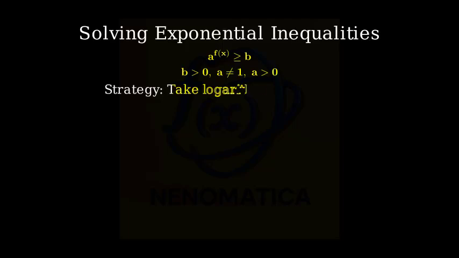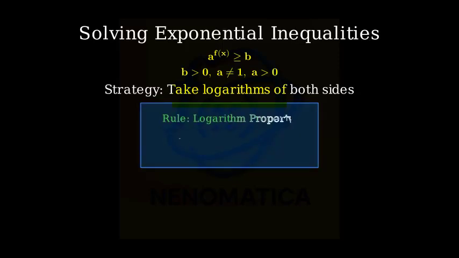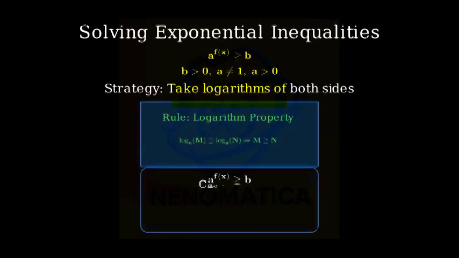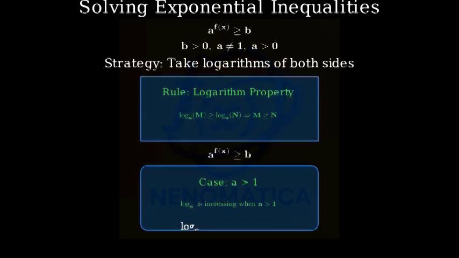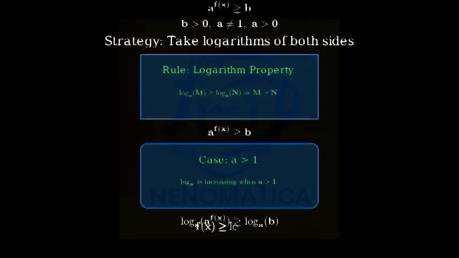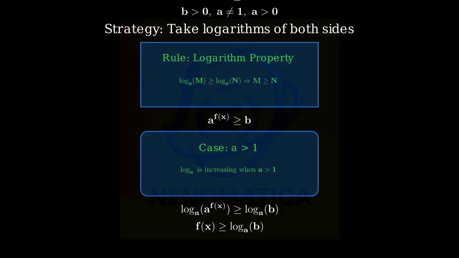The key insight for solving exponential inequalities is that we can often take logarithms of both sides, as long as we're careful about the conditions and whether we need to flip the inequality sign. When b is greater than 0, a is greater than 0, and a is not equal to 1, we can take logarithms of both sides to solve for f of x. Let's consider two cases. First, when a is greater than 1. In this case, taking the logarithm with base a preserves the inequality direction.